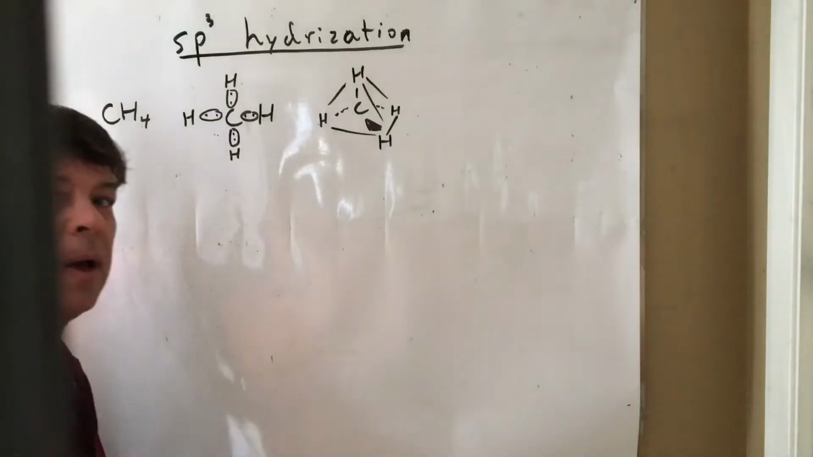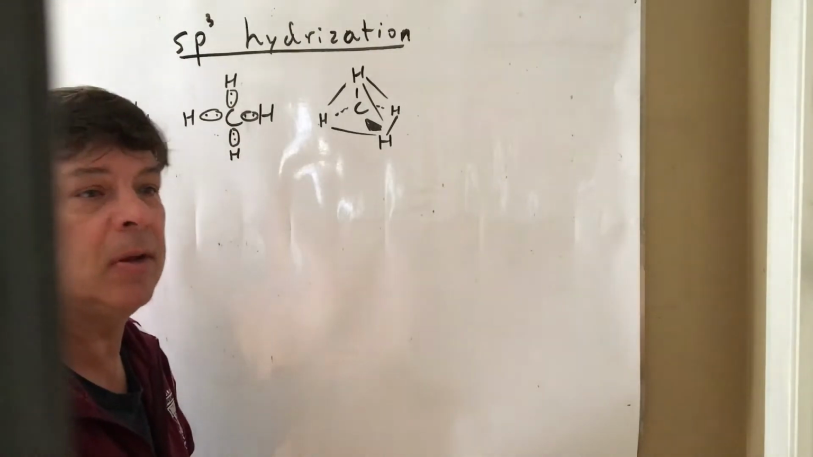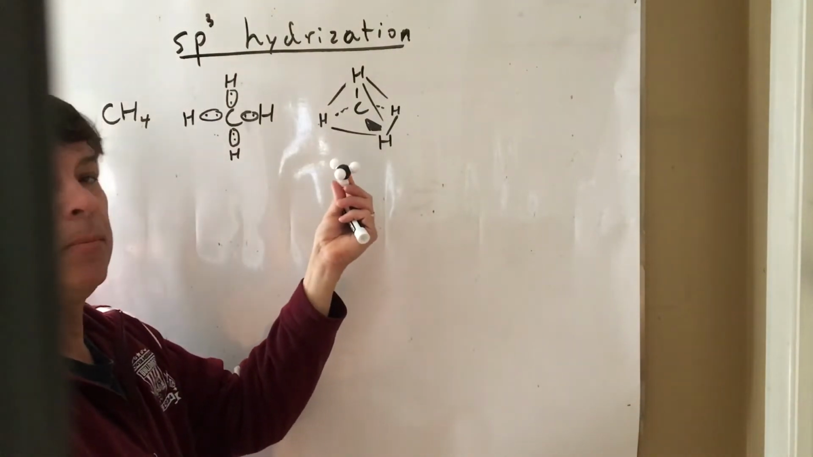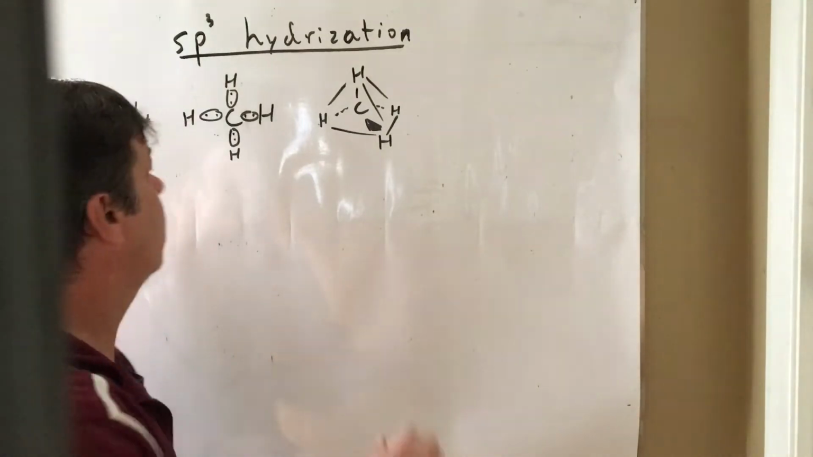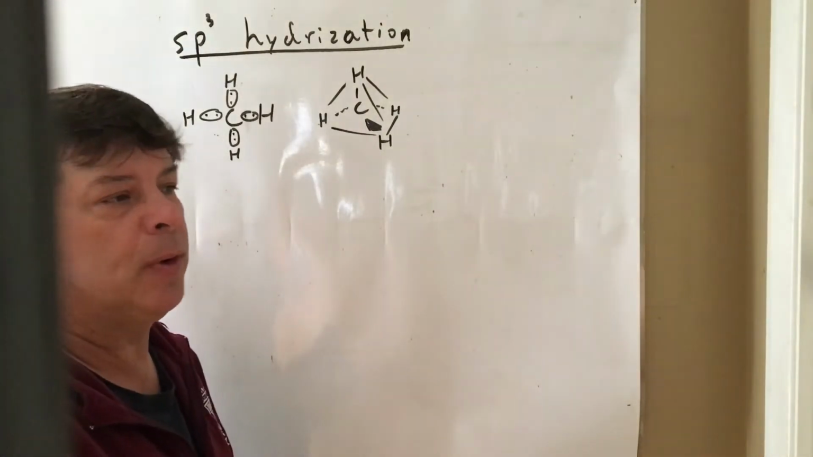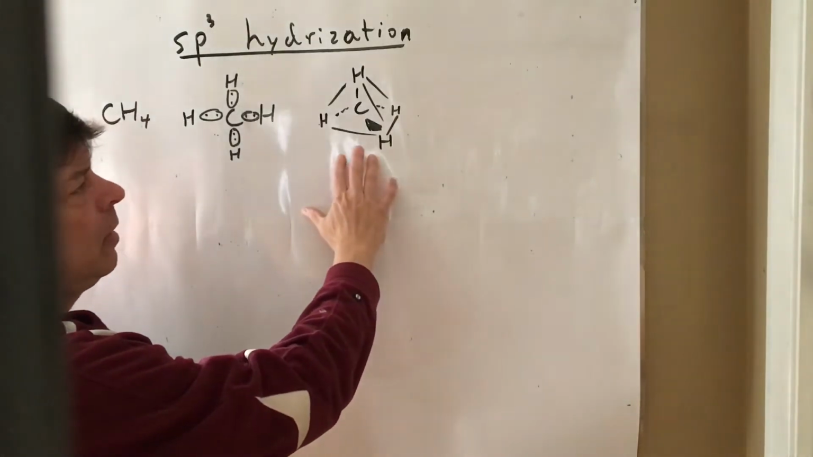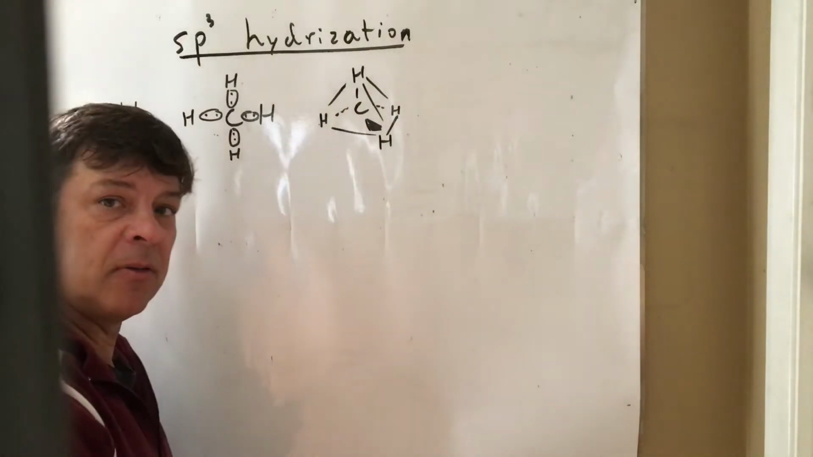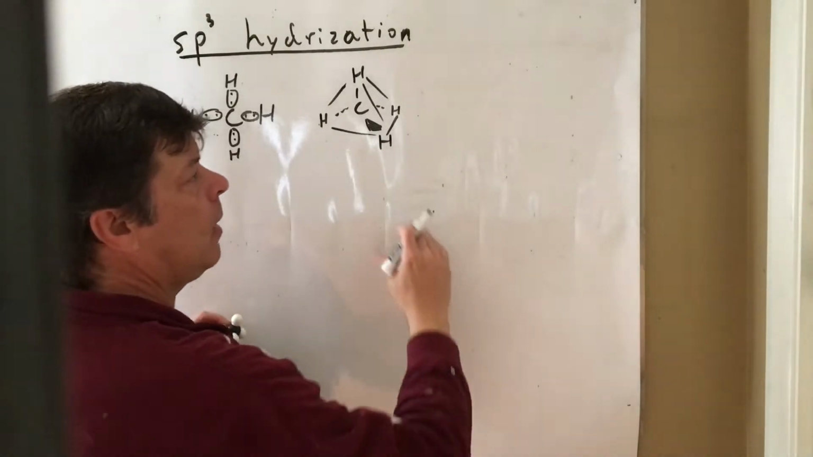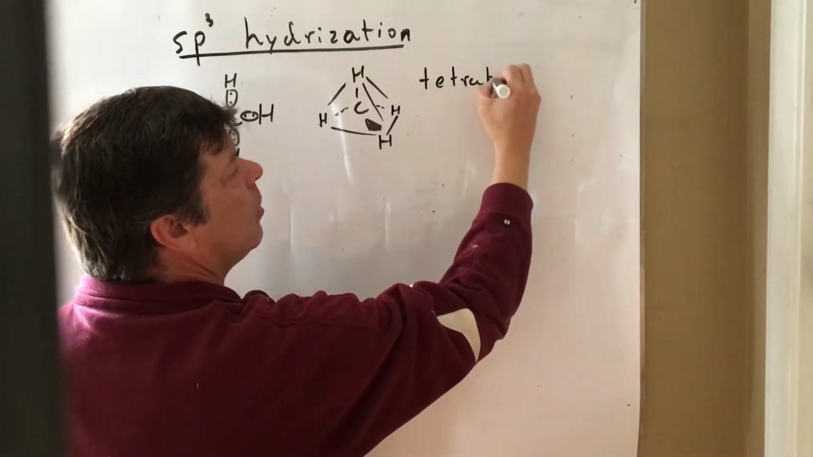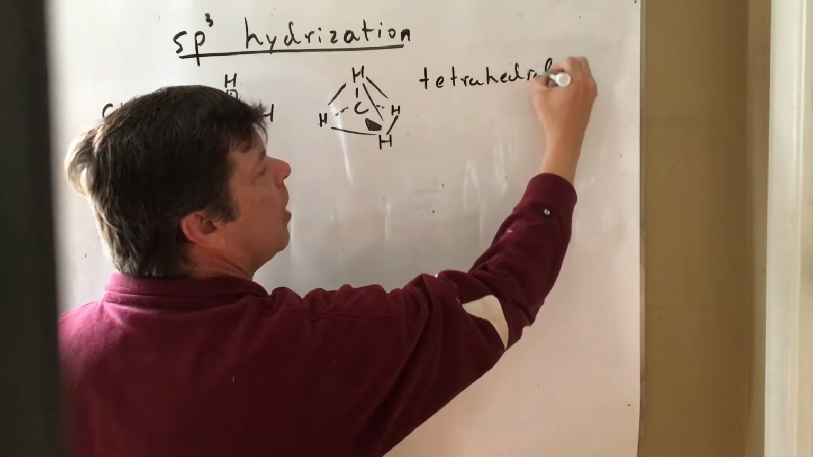Hello. Today we're going to look at the hybridization of the carbon atom in our methane molecule. Of course, methane is CH4. Here's the Lewis dot structure for methane. Here's the 3D sketch of methane. And of course, we know that it's tetrahedral. That's the name of the shape.